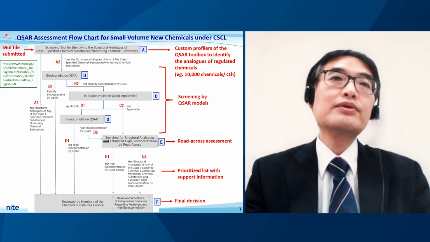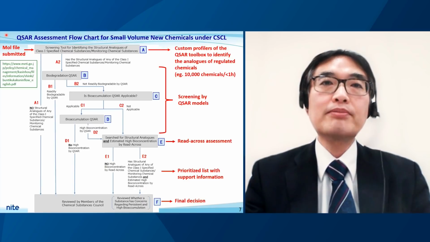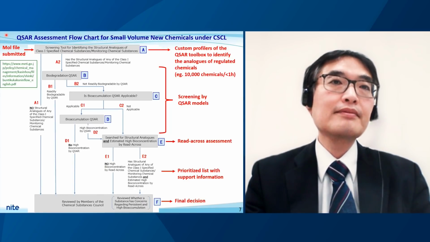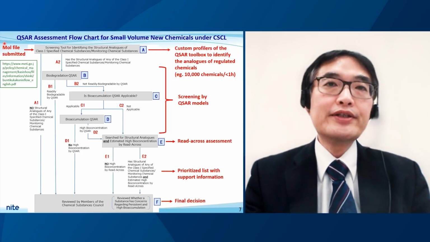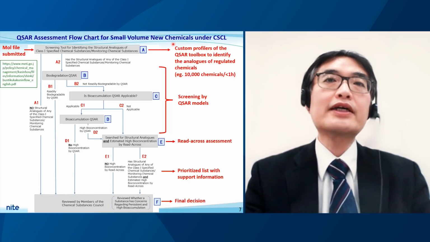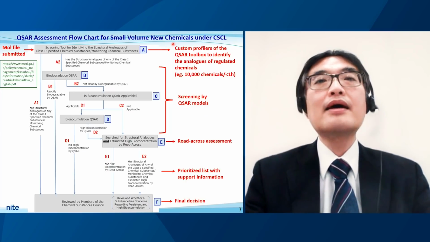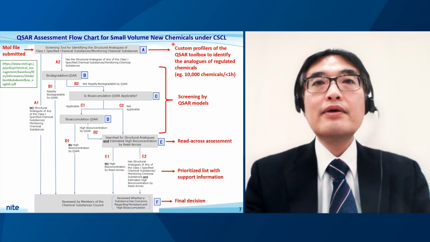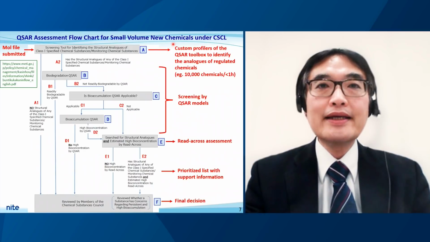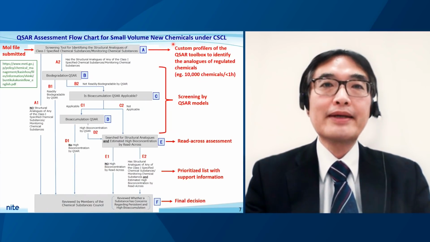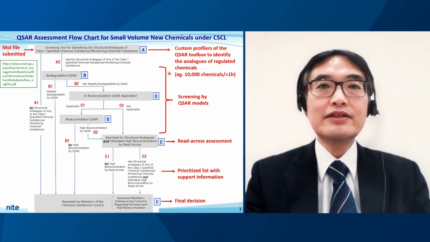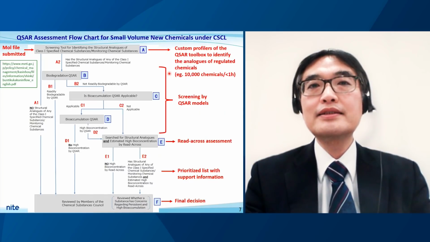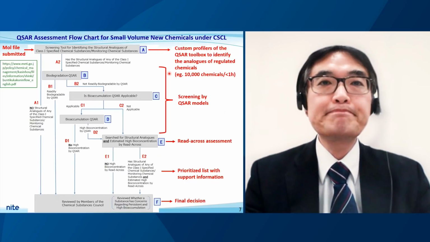This is the QSAR assessment flowchart for small production volume new chemicals in the CSCL. The chemicals submitted are screened by custom profilers of the QSAR Toolbox to identify the analogs of regulated chemicals. By using the QSAR Toolbox, we can effectively identify the analogs of regulated chemicals. For example, the profiling result for 10,000 chemicals can be obtained within 1 hour.